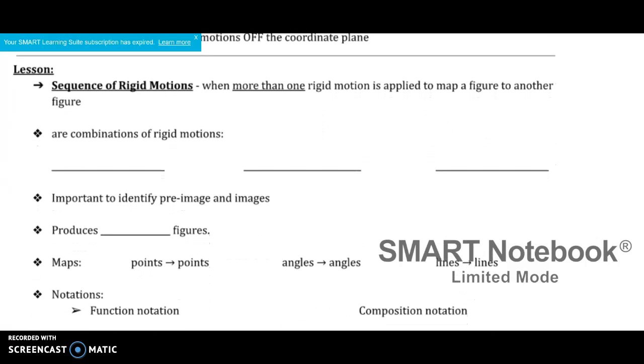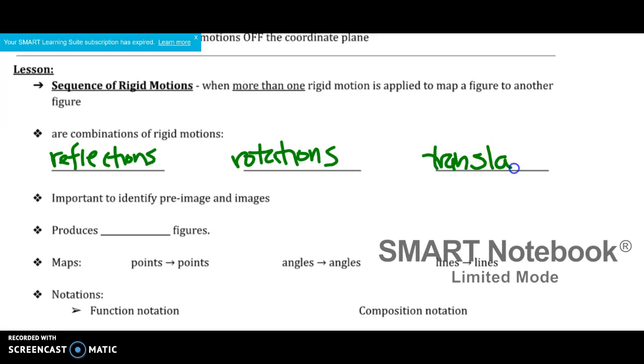That is when more than one rigid motion is applied to map one figure onto another figure. And this consists of combinations of rigid motions, and our rigid motions are reflections, rotations, and translations. Remember, these all preserve length and angle measures.